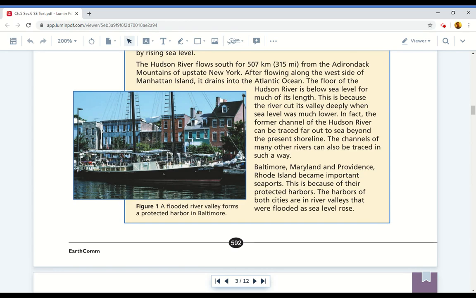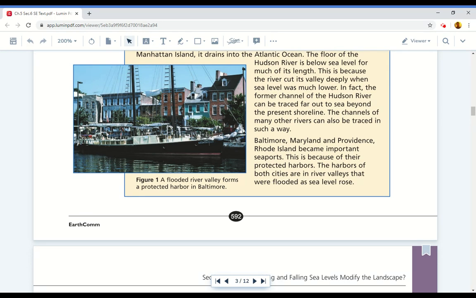The Hudson River flows south for 507 kilometers or 315 miles from the Adirondack Mountains of upstate New York. After flowing along the west side of Manhattan Island, it drains into the Atlantic Ocean. The floor of the Hudson River is below sea level for much of its length. This is because the river cut its valley deeply when sea level was much lower. In fact, the former channel of the Hudson River can be traced far out to sea beyond the present shoreline. The channels of many other rivers can also be traced in such a way.